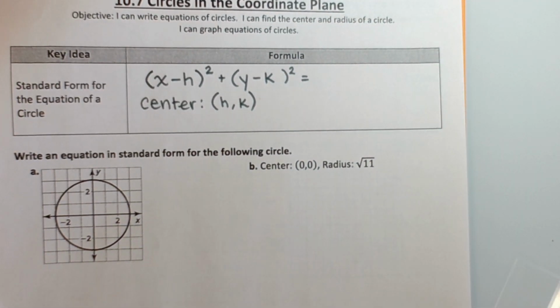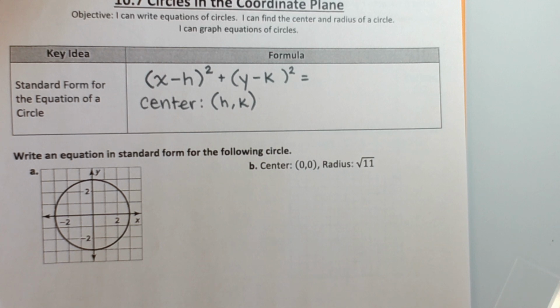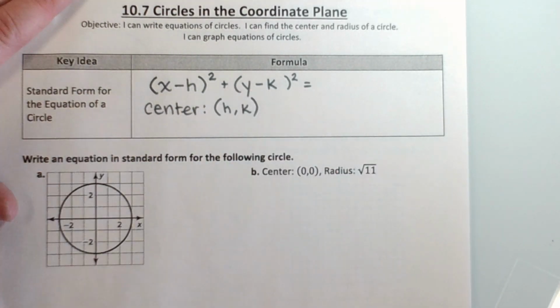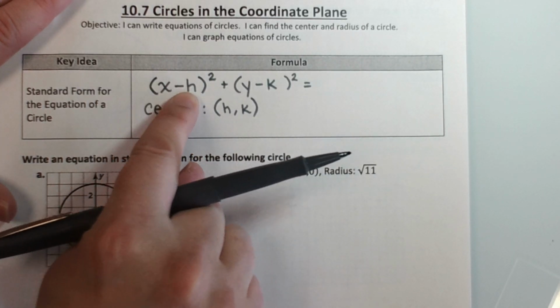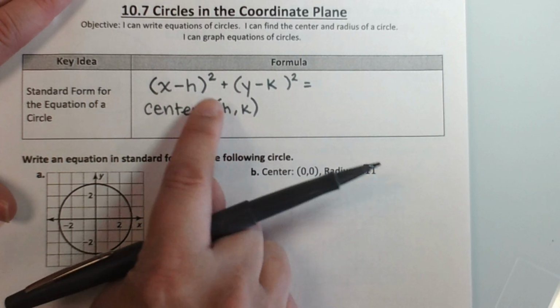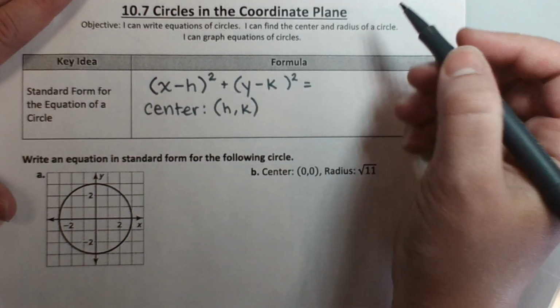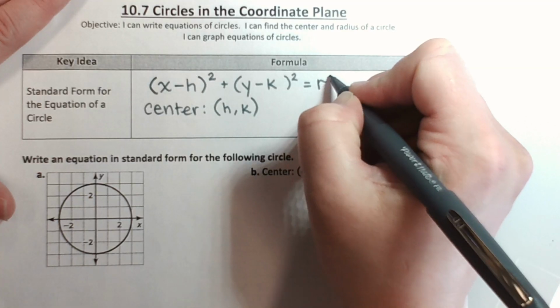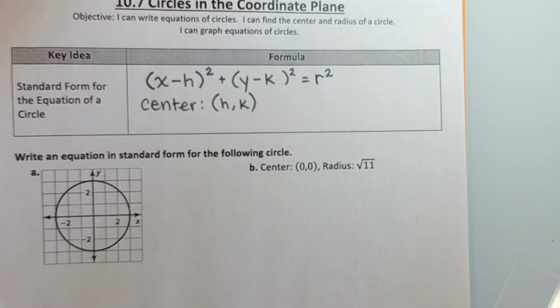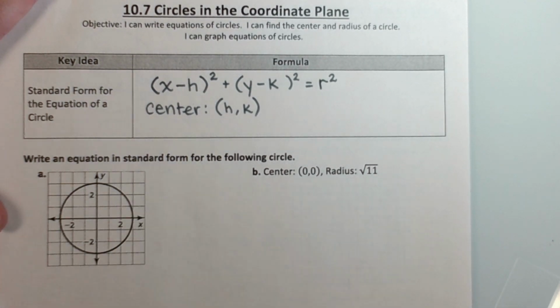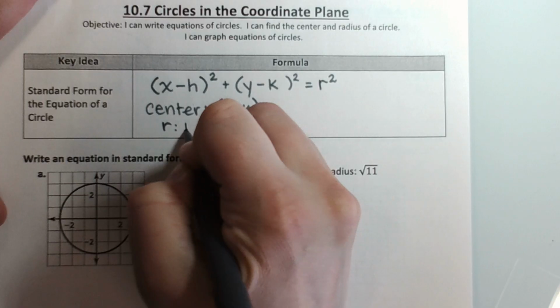Now be careful with that. The formula has minuses in there, indicating that if the center was at, say, (1, 3), in the equation it would be x minus 1 and y minus 3. So the number here and the number here are opposites. If this is positive, this is negative. If this is negative, this is positive. Equal to r squared. Because if I had that right triangle there, the hypotenuse would always be the radius.